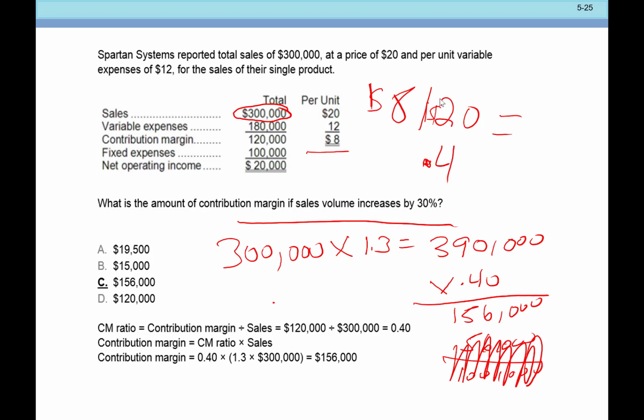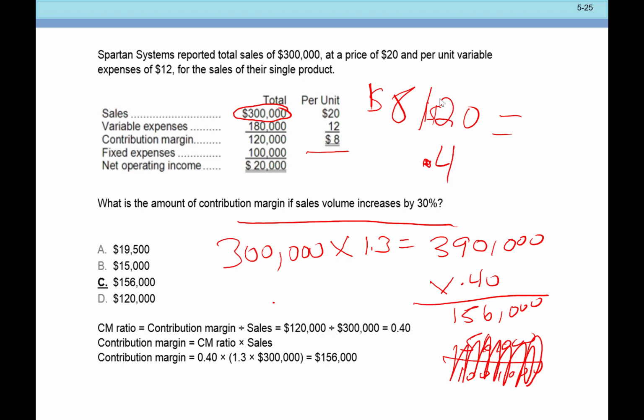We're good? Okay. So I have 390,000 of sales if I increase 30%. And so I take my contribution margin ratio of 0.4. And so if my sales increase 30%, my contribution margin will go up to 156,000.